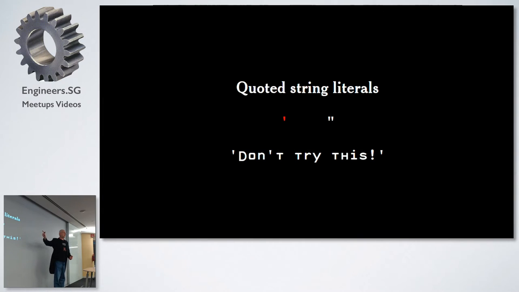The one I'm going to get rid of is the single quote, because it is overloaded as apostrophe, right? So it causes problems if you're writing contractions or possessives in English. So we'll just use double quote for strings because it sparks joy.